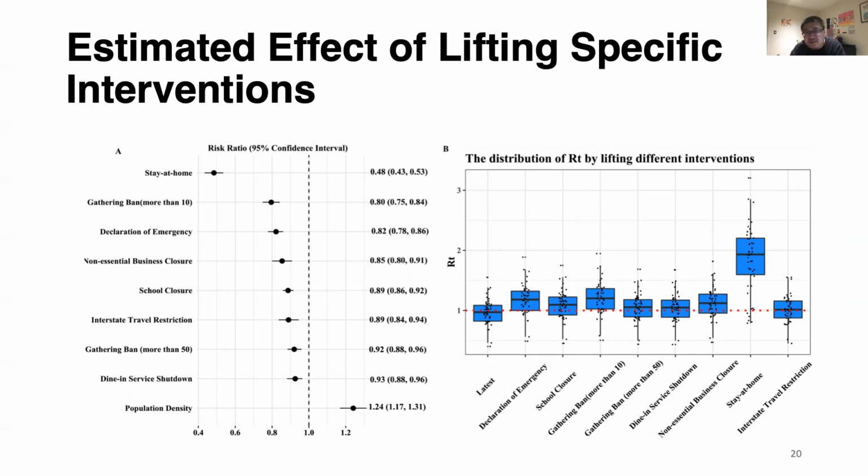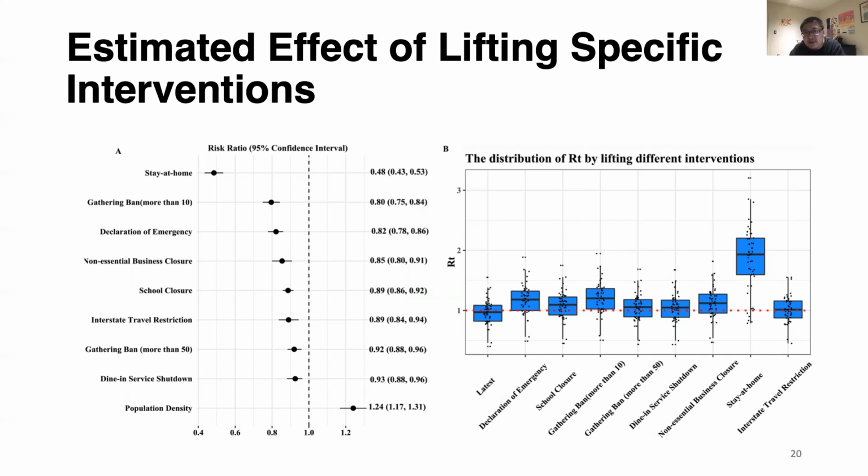And B shows the distribution of the latest RT, which is estimated for April 21st, which is the ending date of the inferred infection epidemic curve based on reported cases by May 7th, and the RT after lifting different interventions. So based on the figure, we can see that stay at home exhibited the lowest relative risk value of 0.49, indicating that execution of this MPI could reduce the current RT by about 51%. So stay at home is the most effective one.